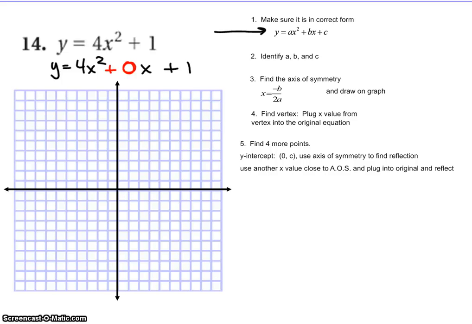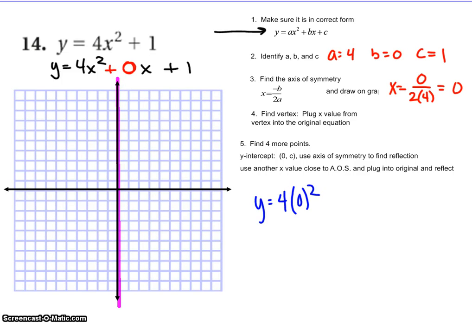So when I get my a, b, and c, in this case, a is 4, b is 0, c is 1. So my axis of symmetry, x equals the opposite of b. Opposite of 0 is 0, over 2 times a, 2 times 4. Well, anytime you take 0 and divide it by something, you're still going to get 0. So I'm going to add in my line of symmetry, which in this case happens to be simply my y-axis. Now when I plug in 0 to find my vertex again, remember the nice thing that happens. 0 squared is 0 times 4 is 0. I get my vertex at 0, 1.